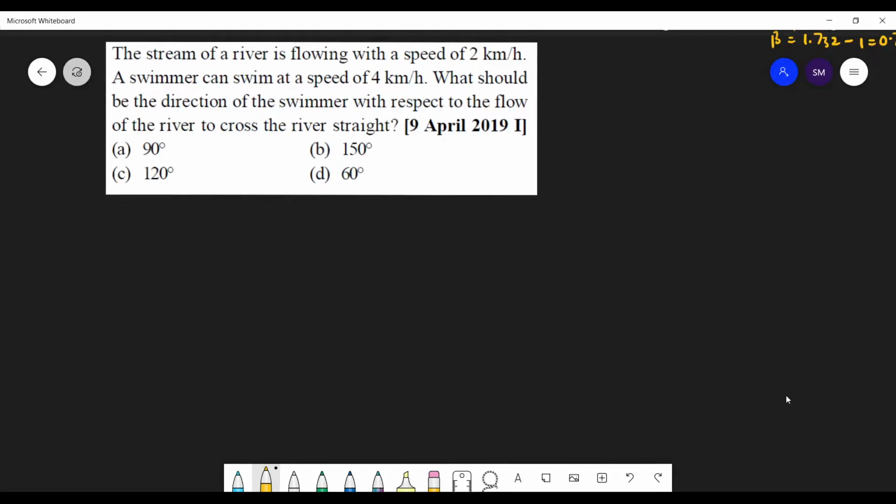Students, whenever we have these questions of river, stream of a river, we have two cases. One is we want the shortest time to cross the river. Another is the shortest distance. So, shortest time, shortest distance.